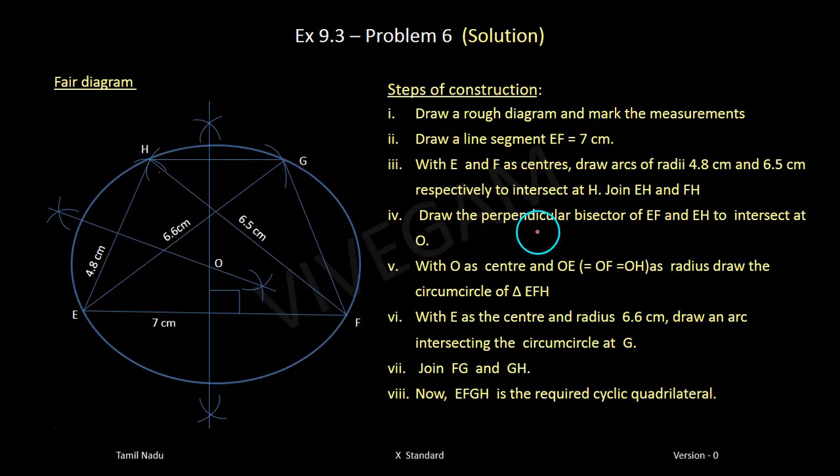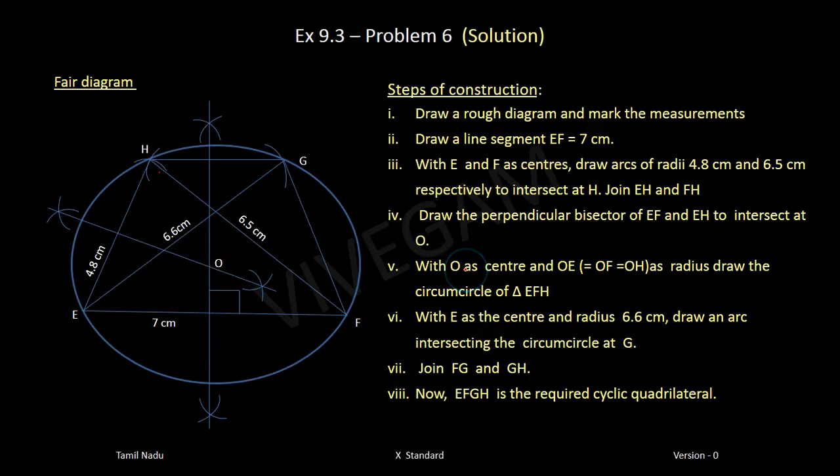Then draw the perpendicular bisectors of EF and EH, and they intersect each other at O. So we need to draw a perpendicular bisector. So EF, these are the two sides, right? This is the first side, and the second side is EH. Draw a perpendicular bisector for EH and for EF. They two intersect at this point O.